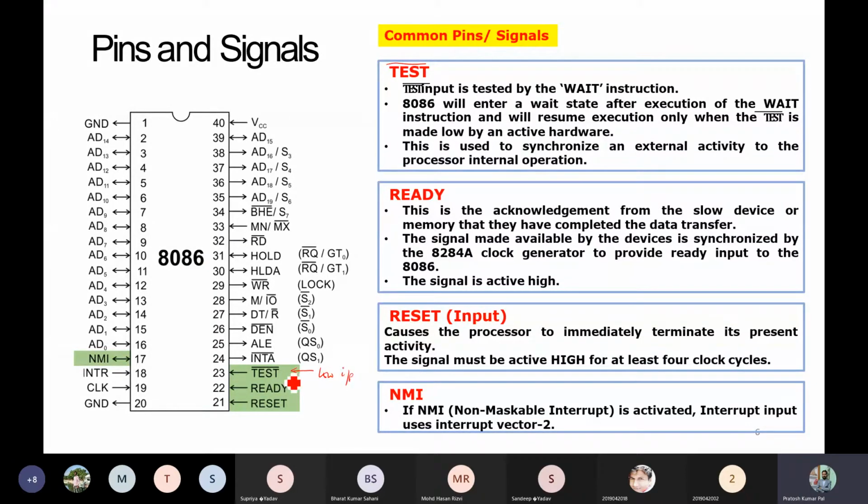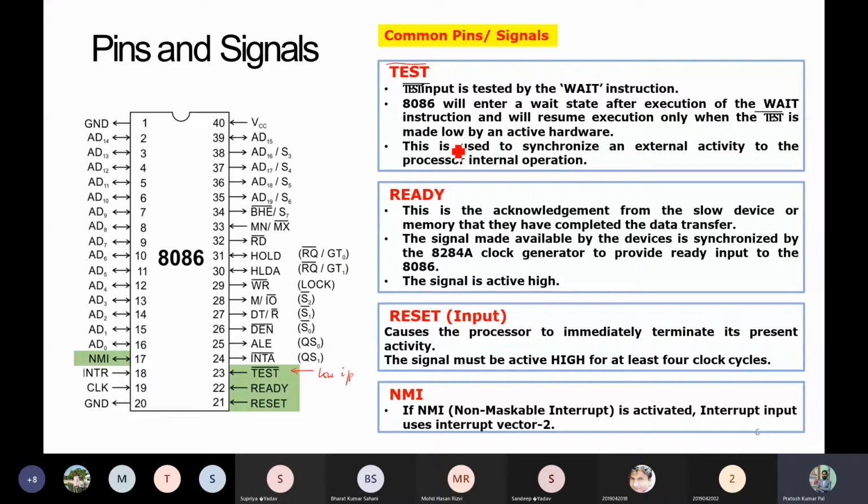So once a TEST bar input is given to the 8086, the microprocessor will understand that the wait signal that was given previously has completed, and now the 8086 can perform its operation. Whatever the next instruction is, it can execute from the next instruction. Okay, the test input is always associated with the wait instruction.